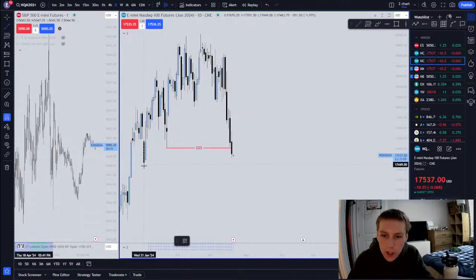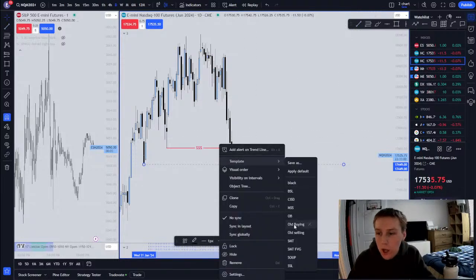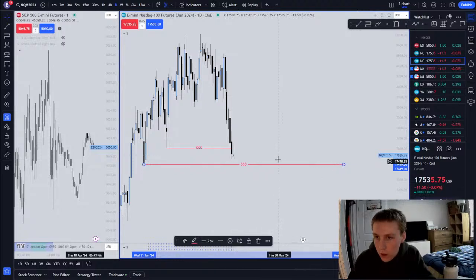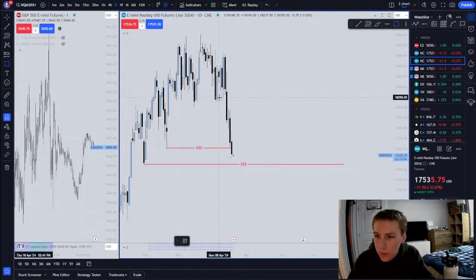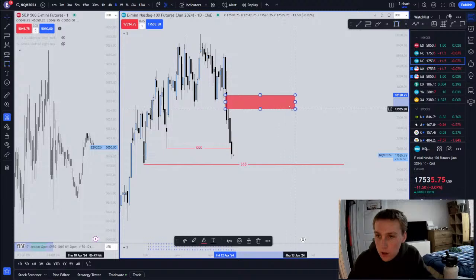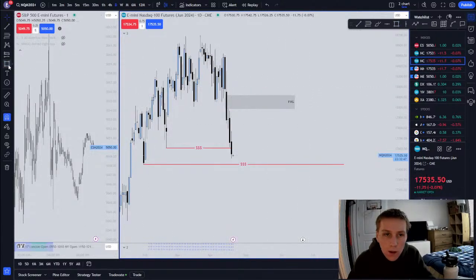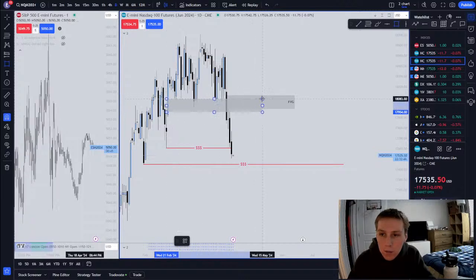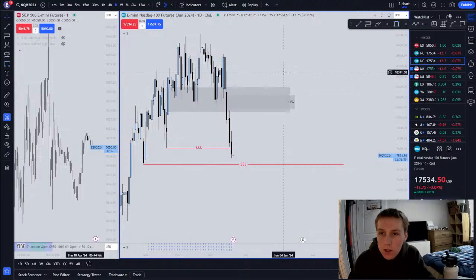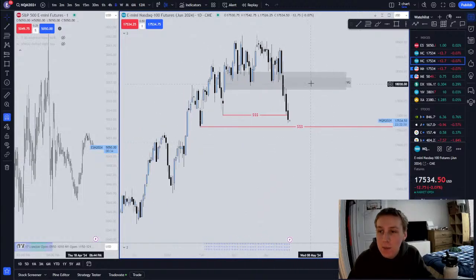Next objective and next target is going to be this low down here. We now clearly have a market maker sell model. We now have a daily fair value gap up here. We also have an inverse fair value gap now. I'm just going to highlight this portion. Actually, I'll highlight all of that. But this is now the inverse fair value gap. So I'm expecting to see something like this.